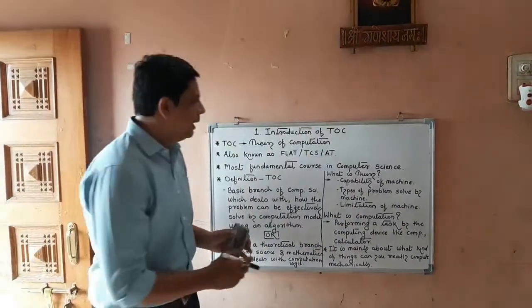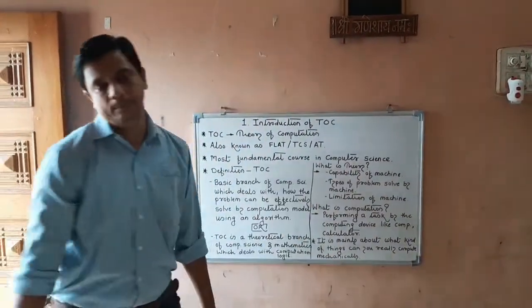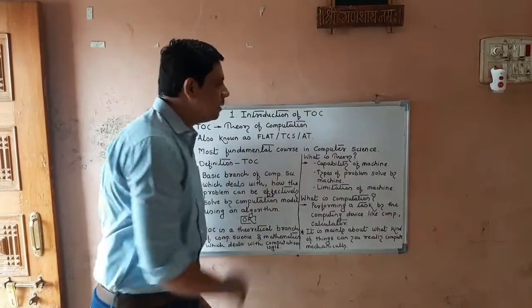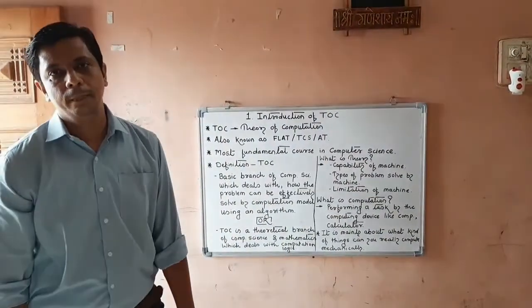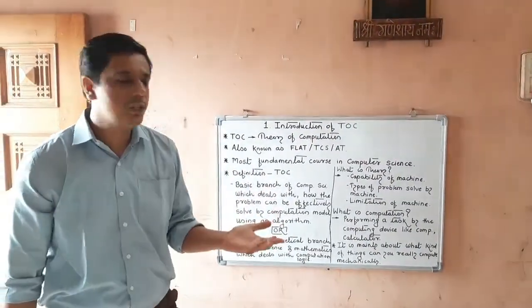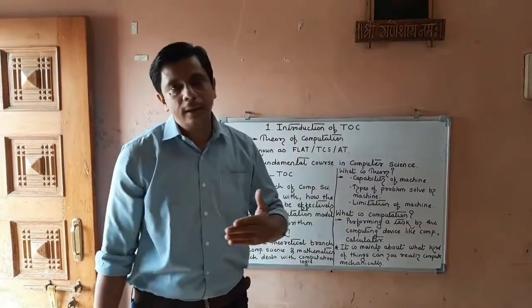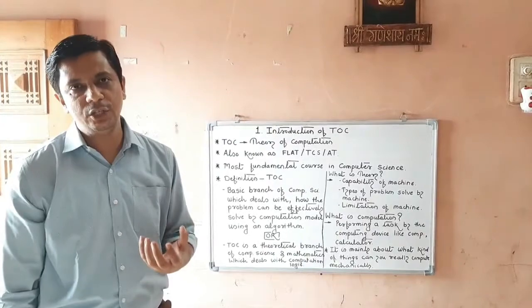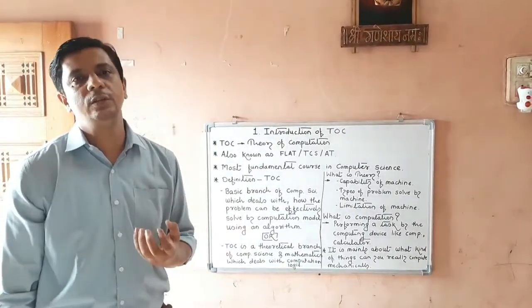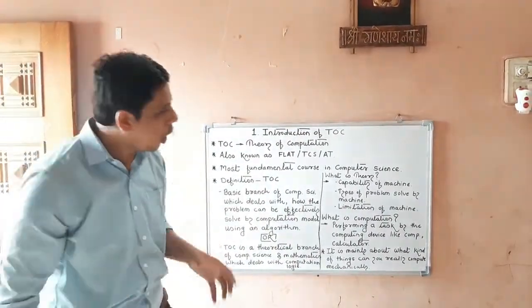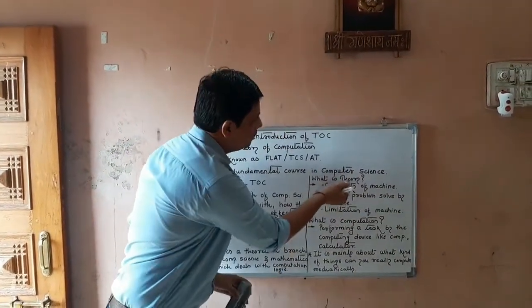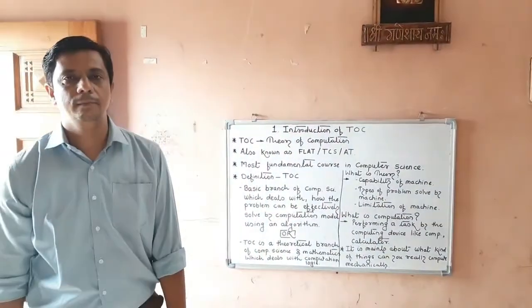Now let's see what is the meaning of theory. Theory is nothing but the capability of a machine. What type of problem can be solved by the machine? What are the limitations of a machine? What are the properties of a machine? What are the benefits of a machine? All these things are grouped into a term, and that term is known as theory.